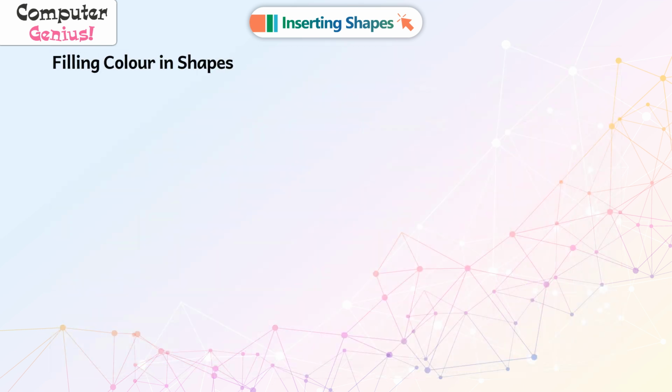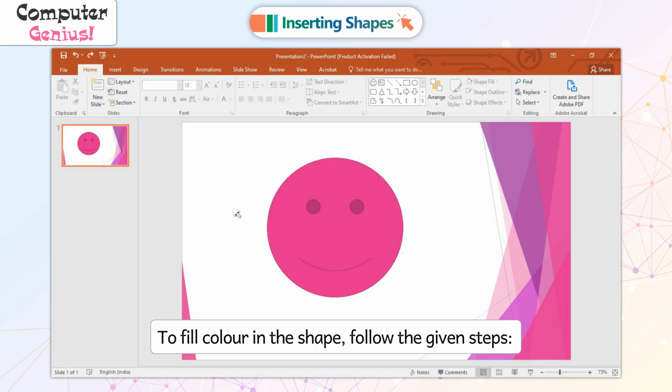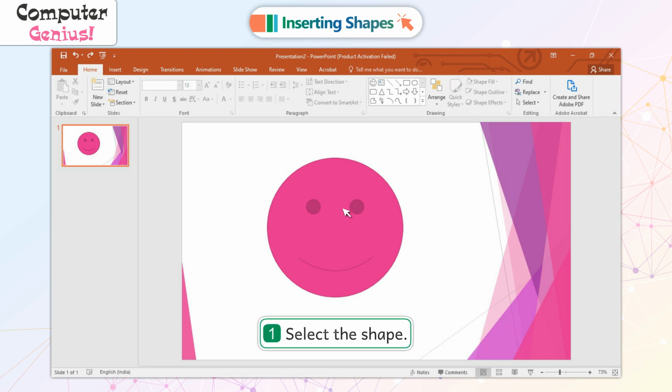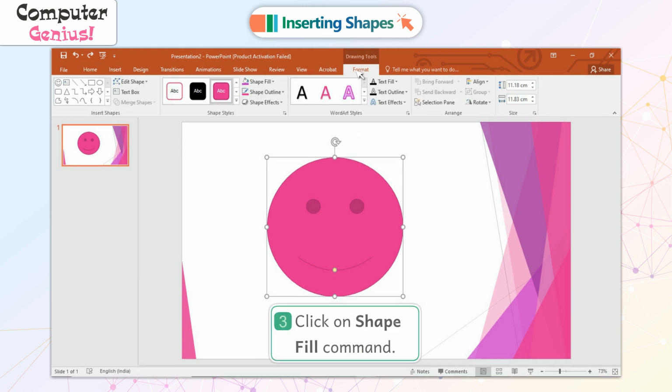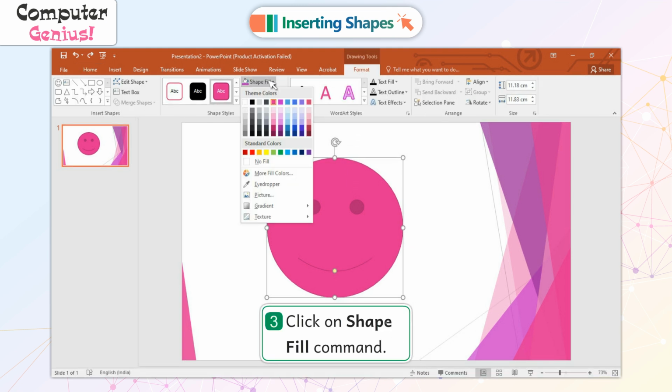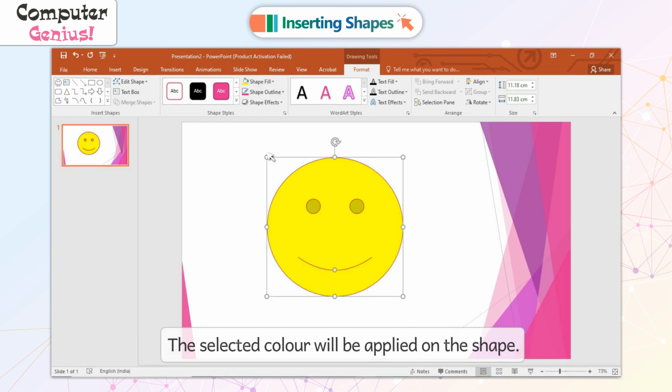Filling color in shapes. To fill color in the shape, follow the given steps. 1. Select the shape. 2. Click on Format tab. 3. Click on Shape Fill command. 4. Choose the desired color. The selected color will be applied on the shape.